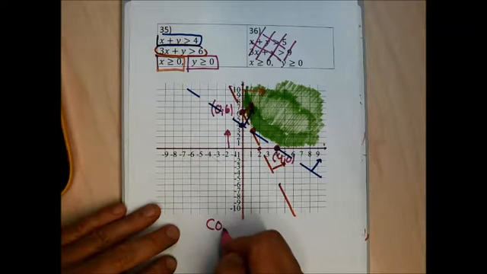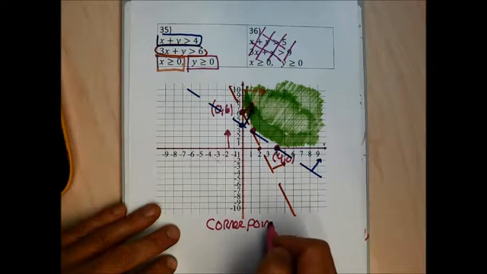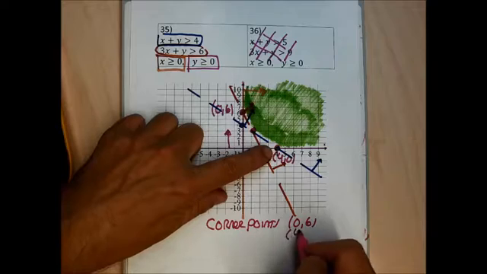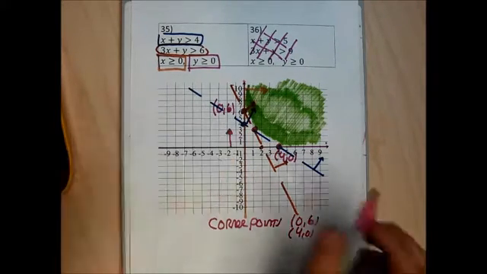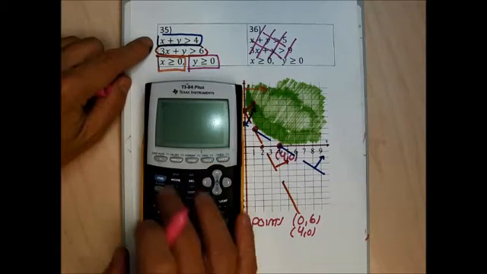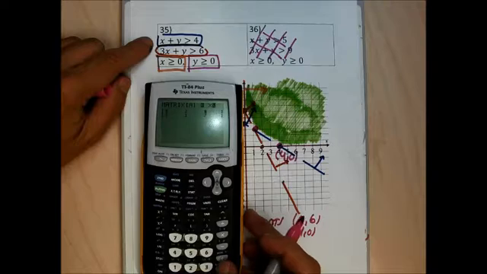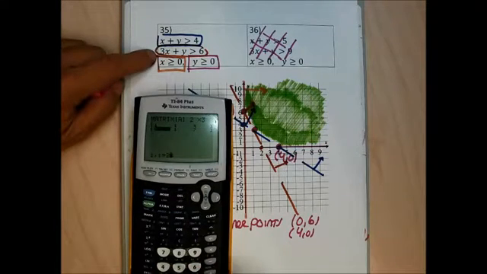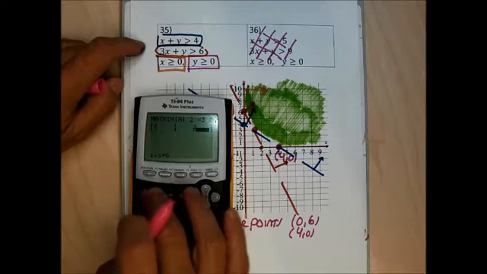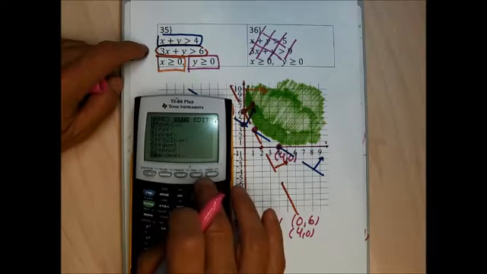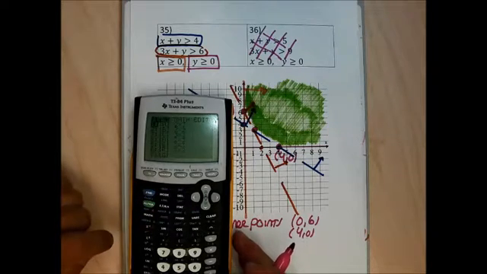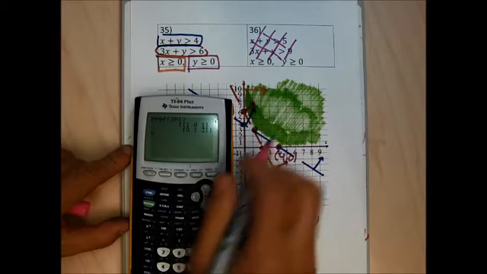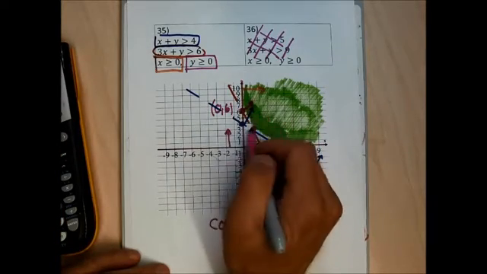So technically for this graph, the corner points are that point 0, 6, because it's an intercept on the boundary of my shading. 4, 0 is an intercept on the boundary of my shading. And then where the two graphs intersect, let me figure that out by going second matrix, edit, putting a 2 by 3 matrix in that has 1, 1, and 4, and 3, 1, and 6. Second quit, second matrix math, RREF, second matrix names, parentheses, enter. That point is going to be the point 1, 3, where those two graphs intersect is the point 1, 3. It even looks like 1, 3 on my graph, so I did okay.